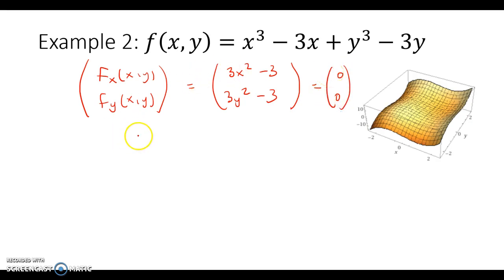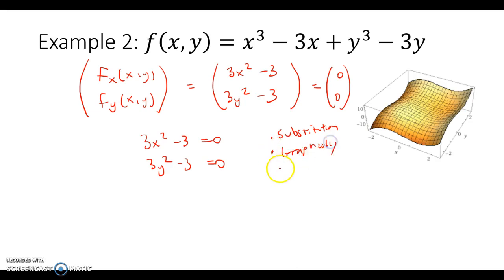So that means I need to solve the system, 3x squared minus 3 equals 0, and 3y squared minus 3 equals 0. There are a few ways I can do this. I can do this by substitution. I can solve one equation for one variable and then plug it in the other. I can do it graphically. Or I can use something like Wolfram Alpha to have it solve the system for me. To show that it's possible to do it algebraically, let's go ahead and do it algebraically here.